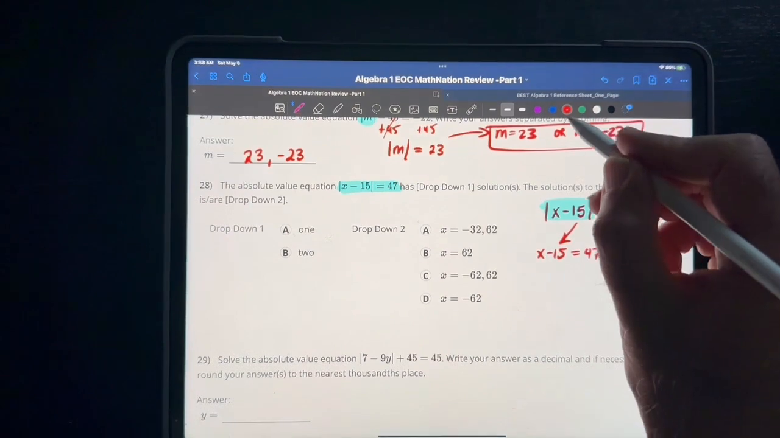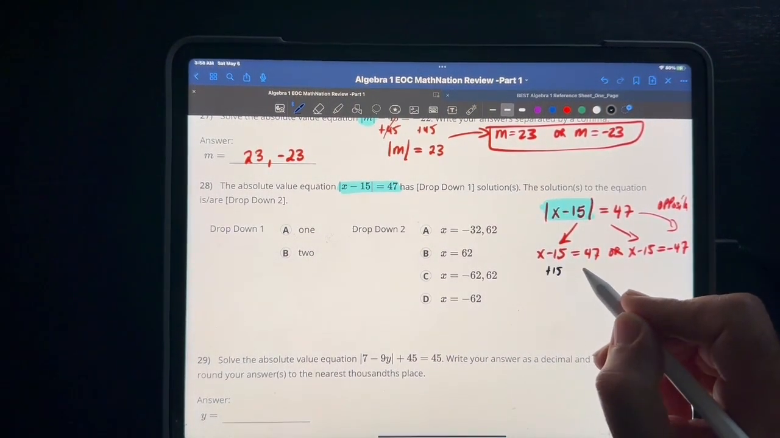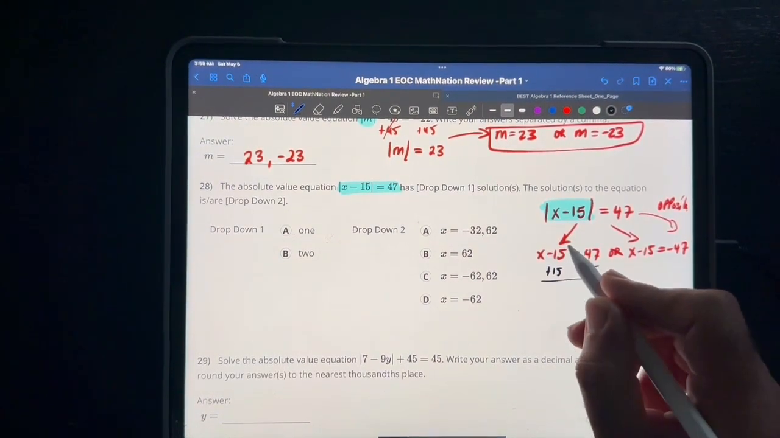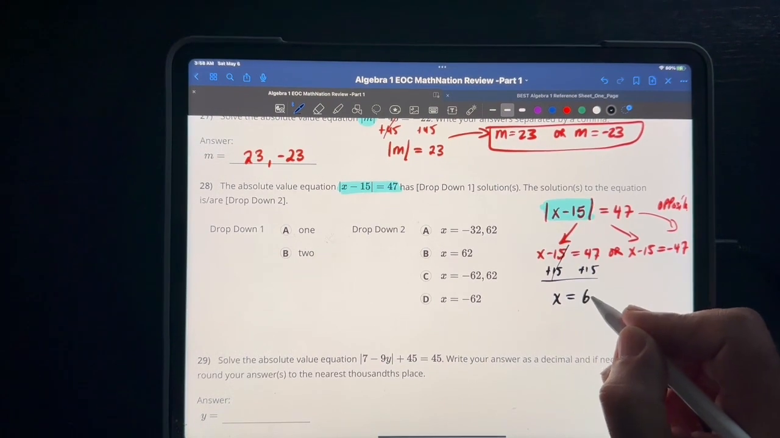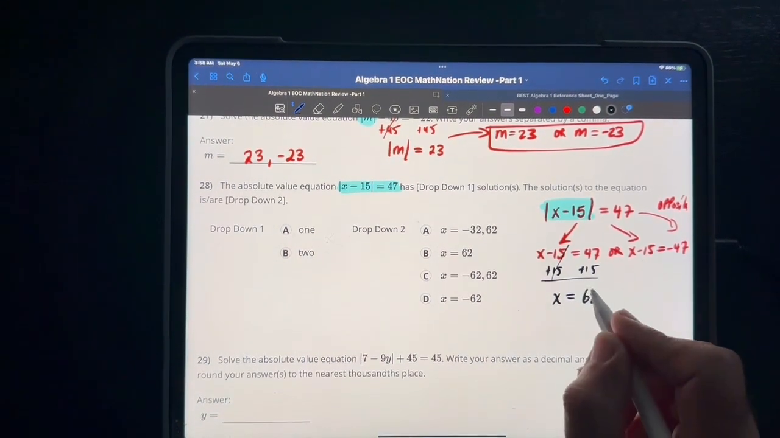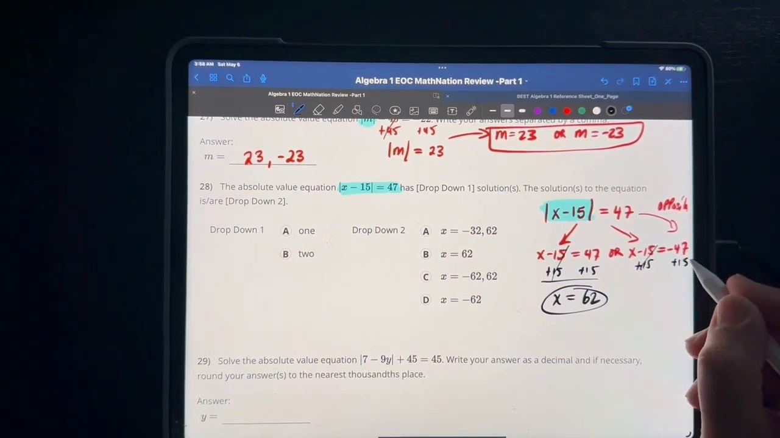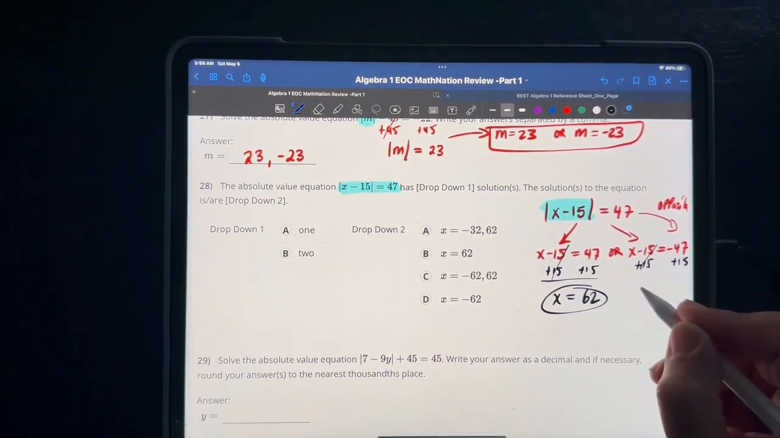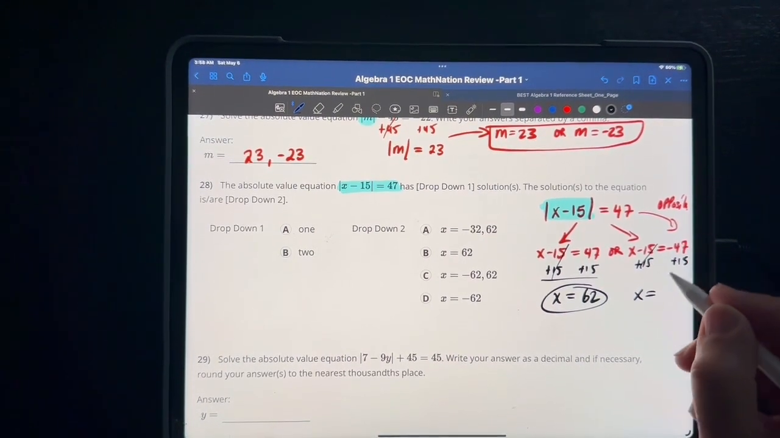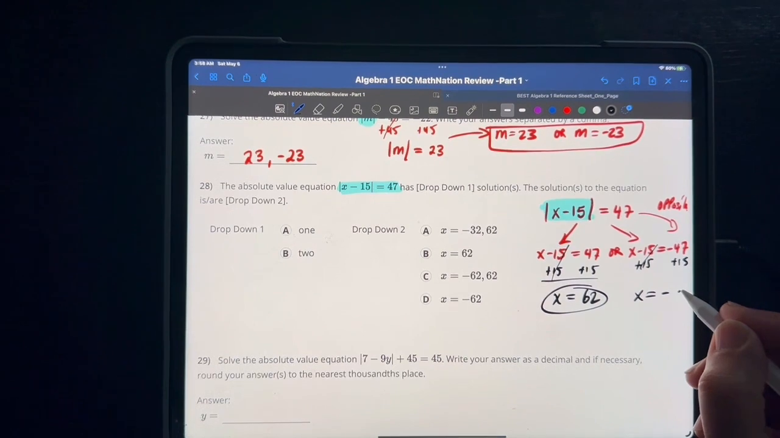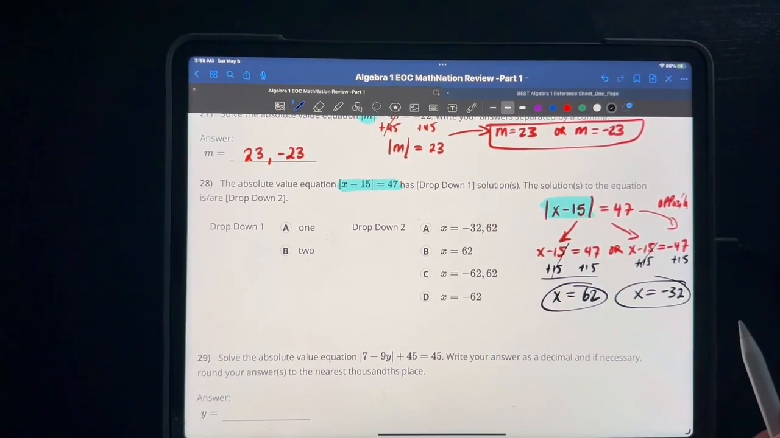So to solve this one, we do the opposite of that, add 15 to both sides. We're going to get x equals what here? 62. So that's one answer. And then the other answer, you do the same thing, but you're going to get a different answer because this is negative 47, right? So you're not going to get the same answer. So here, you have to subtract, keep the sign of the bigger number. So when you do that, you get negative 32. Okay, so here's two answers.